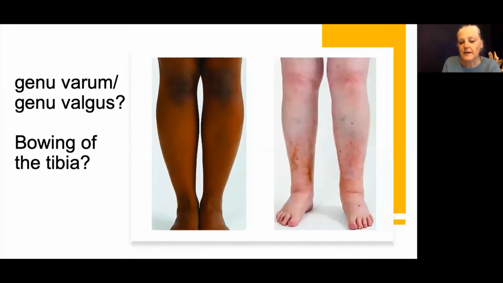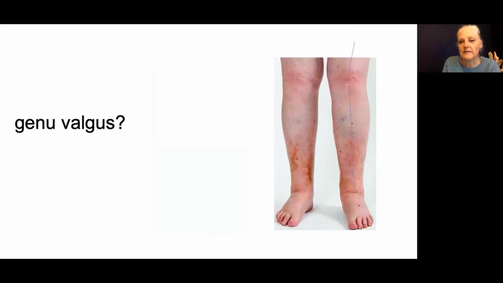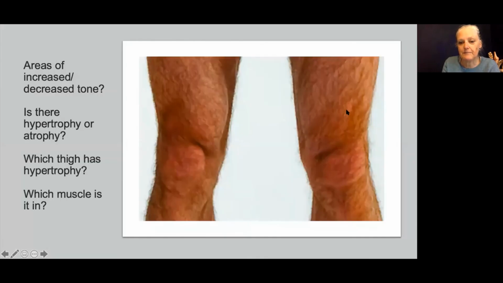Any genu varum, any bow-legged or knock knees, or any bowing of the tibia? Again, you can't do anything about a bowed tibia, but it might explain why that person walks a certain way or why they have knee pain. And if you think about this image on the right, I've drawn some very faint lines. This is a genu valgum posture. So this gentleman with an osteoarthritic knee, he's got a slight bowing in of the leg there. You can just about see that.